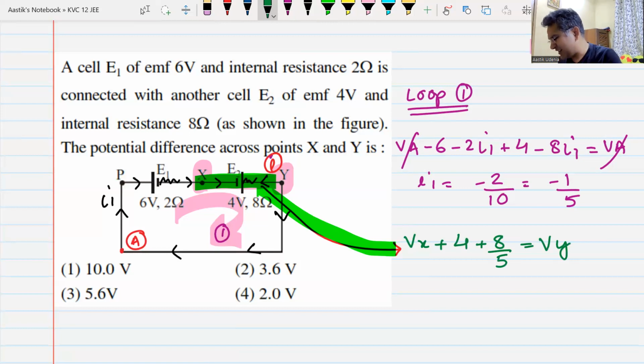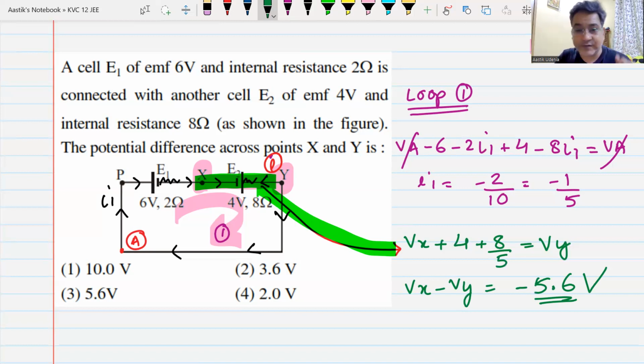8 by 5, I think is 1.6. So the answer is VX minus VY is minus 5.6 volt. The potential difference across this battery E2 is coming more than the EMF of the battery.